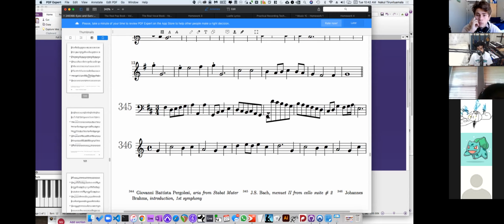Because you actually have to sing these leaps. This is not a very singable passage, but it's fun to sing, but it's just strange to sing. Okay, let's do it again.